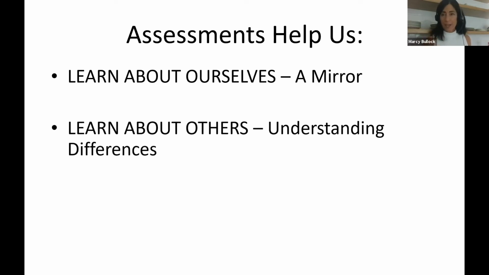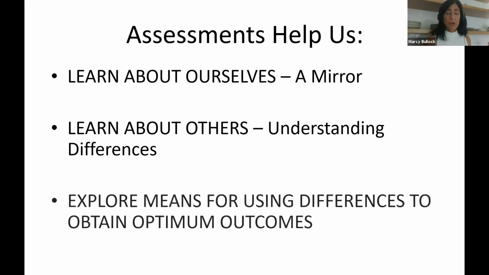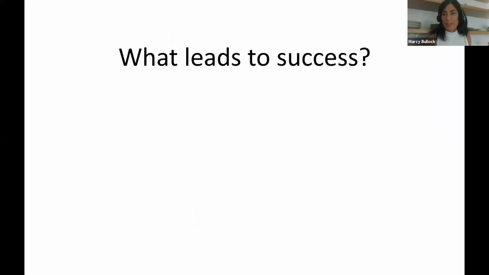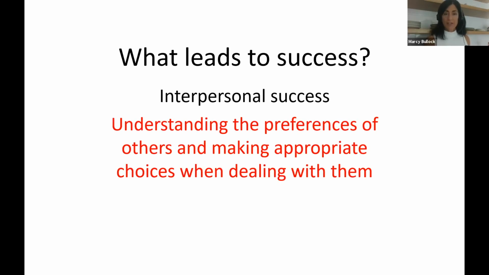It's what we say about ourselves. We're filling out the inventory. Also, it helps us understand the differences. Everyone is not going to be like us. And we want to explore a means of using differences to obtain optimum outcomes. That's what we all want. We want to be successful. So what does success mean? Interpersonal success is understanding the differences, the preferences of others, and making appropriate choices when dealing with them.